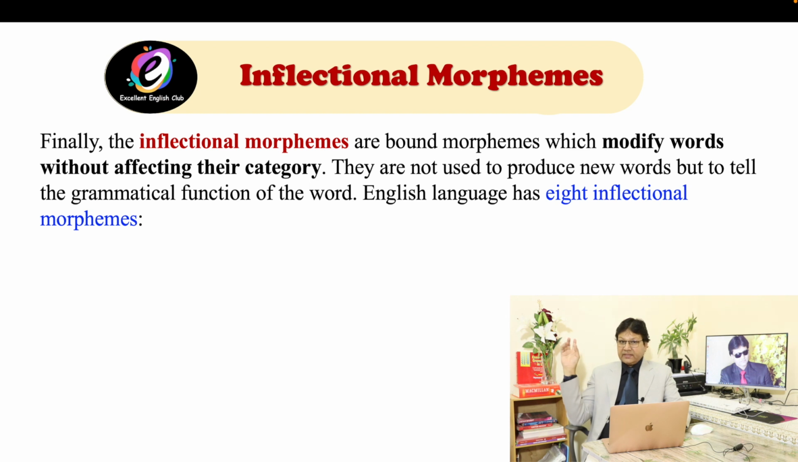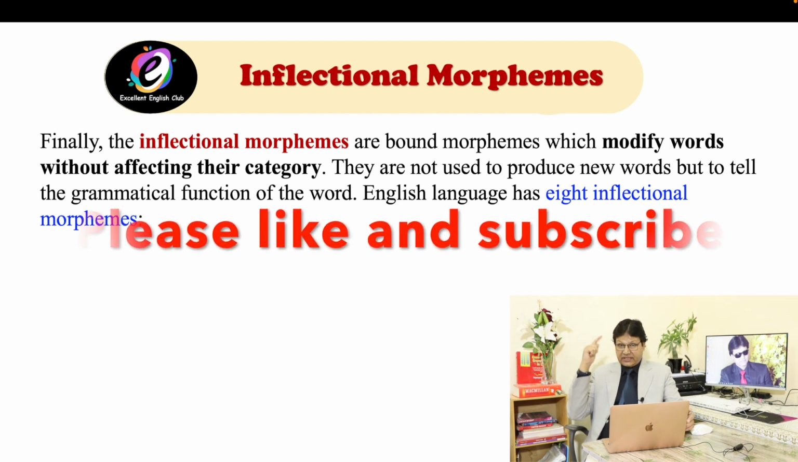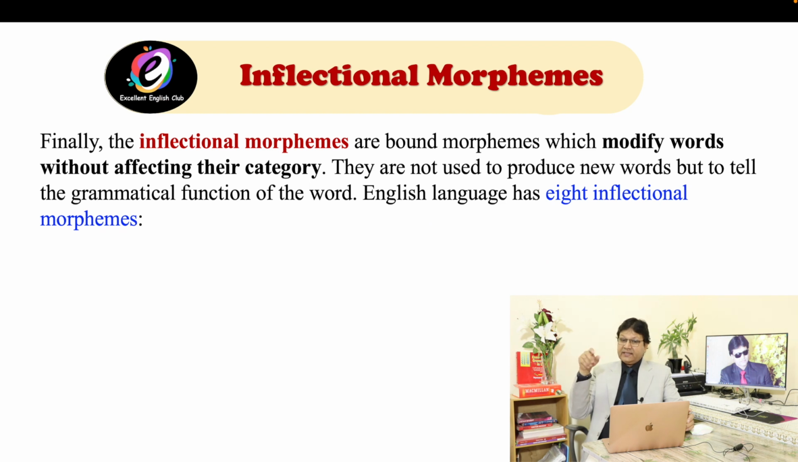Look here. What is an inflectional morpheme? It is also a bound morpheme which modifies words without affecting their category. Derivational morphemes change the grammatical category as well as the part of speech, but inflectional morphemes modify the word, with no effect on their categories. So they are not used to produce new words. In derivational morphemes, when we add one, it changes the word and makes a new word. But here they tell us the grammatical function of a word.